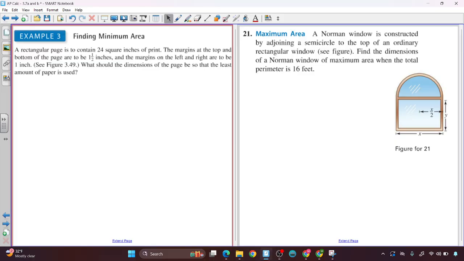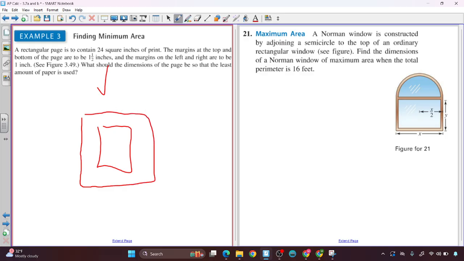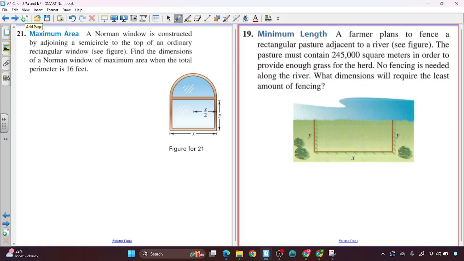Okay, in this video we're going to try to wrap up optimization. So that's kind of nice. We did one of these with a page, and then the text was around there. I'll do this Norman window one for you, and be aware that you should try this one, number 19 in the book.